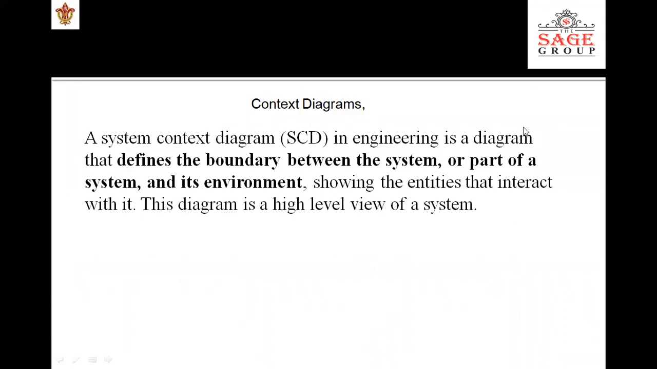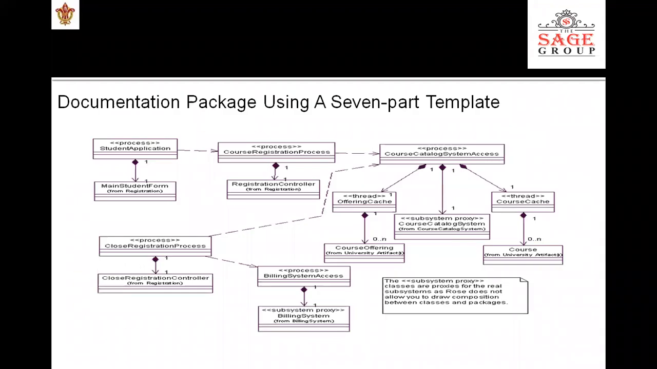Now, context diagram. A system context diagram, SCD, in engineering is a diagram that defines the boundary between the system, or part of the system, and its environment, showing the entities that interact with it. I will show you the diagram here. It is documenting packages using a 7-part template. So here the 7-part template is shown in this figure.